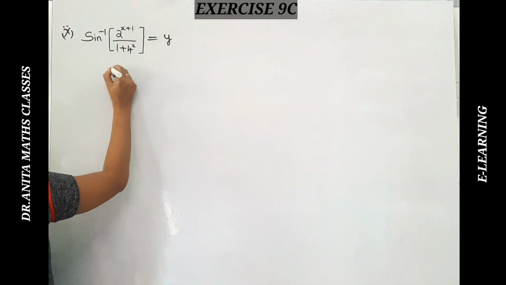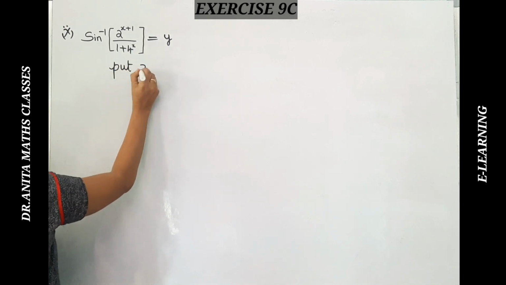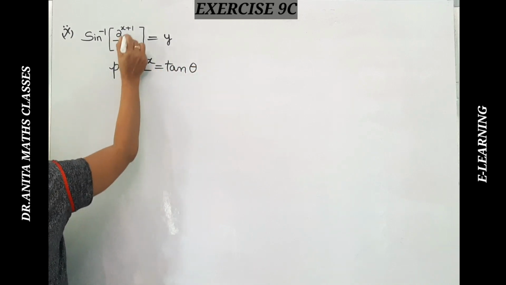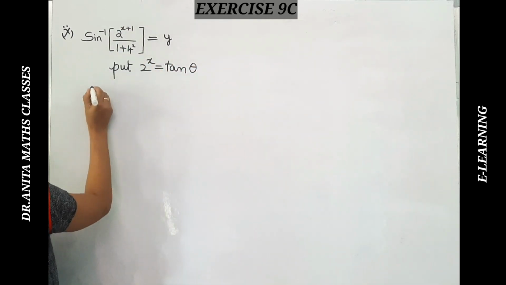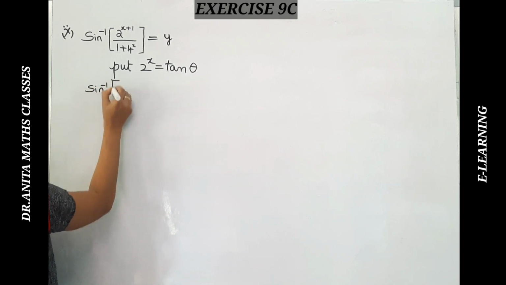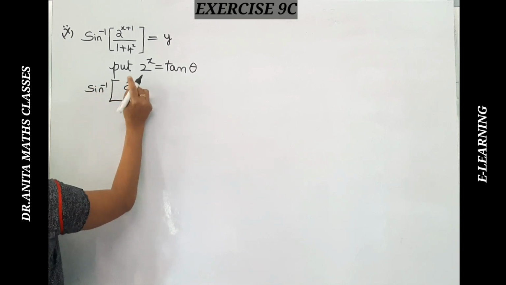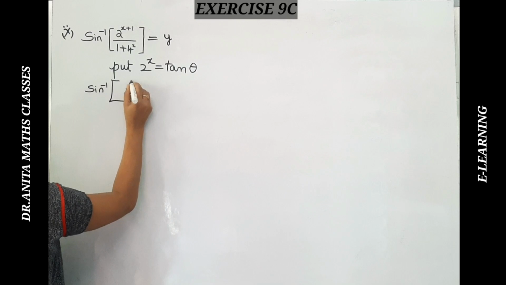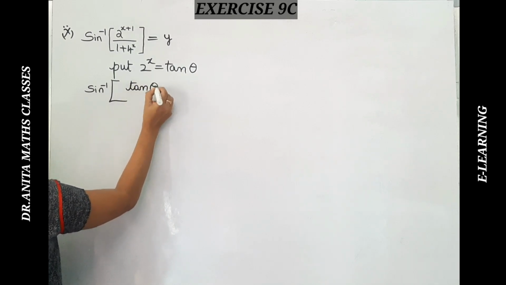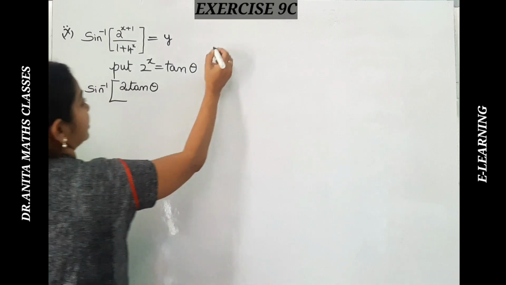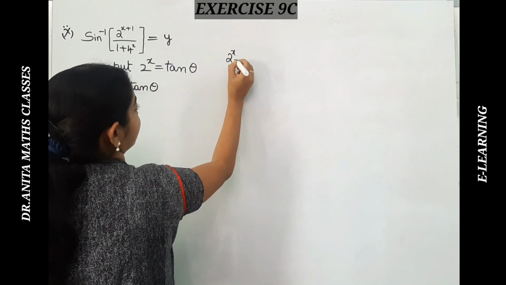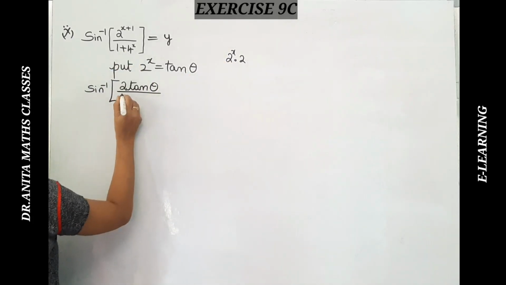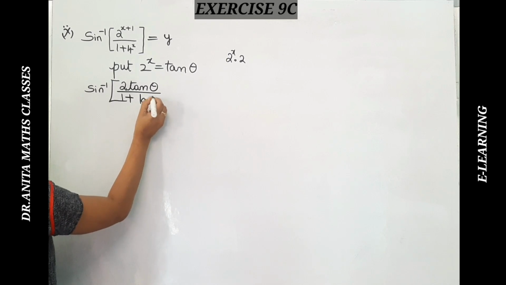Now let me suppose we will keep 2 raised to the power of x as tan theta. Put tan theta as 2 raised to the power of x. Now this will be simplified as sine inverse of 2 tan theta, where 2 raised to the power of x is taken as tan theta. See here, you can write this as 2x multiplied by 2, so that is 2 tan theta by 1 plus tan square theta.